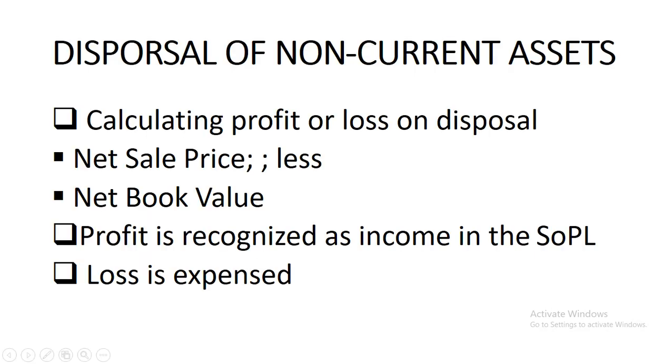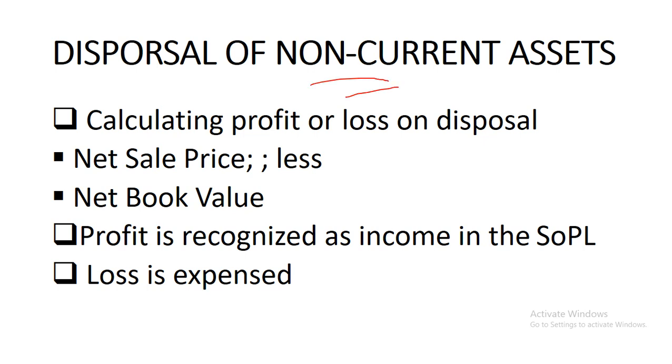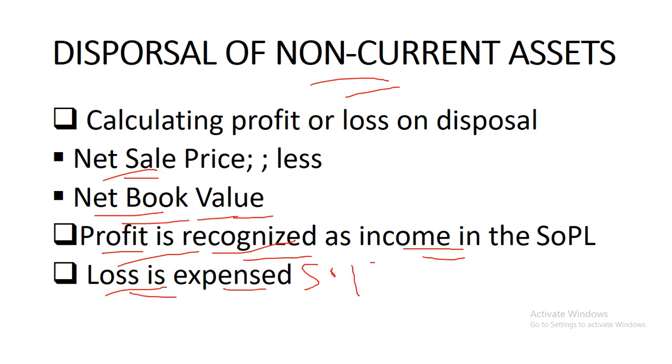Yes, so this is how we calculate the disposal on a non-current asset. It's the net sale price minus the net book value. Then the excess is what we call the profit, and the shortfall is what we call the loss. So profit is recognized as income in the statement of profit or loss, and then loss is expensed again in the statement of profit or loss or income statement.